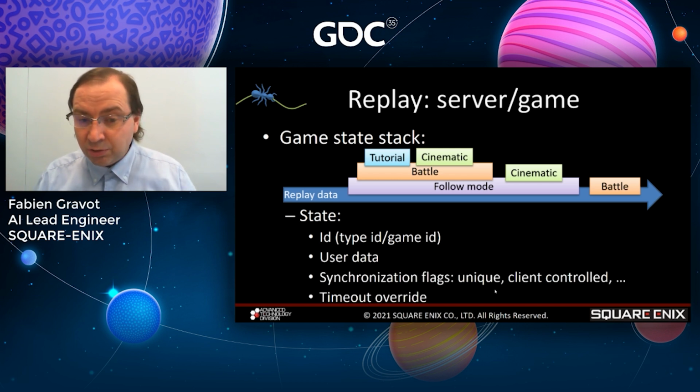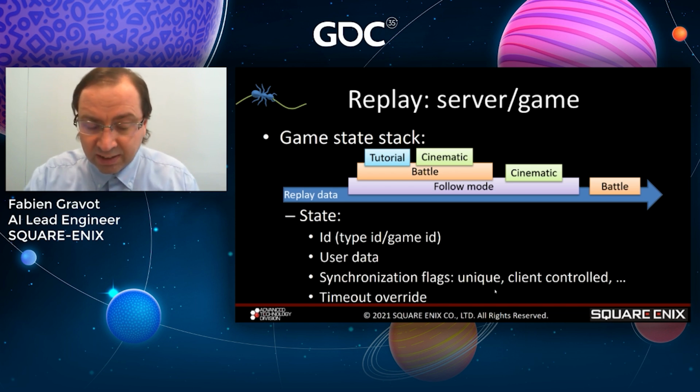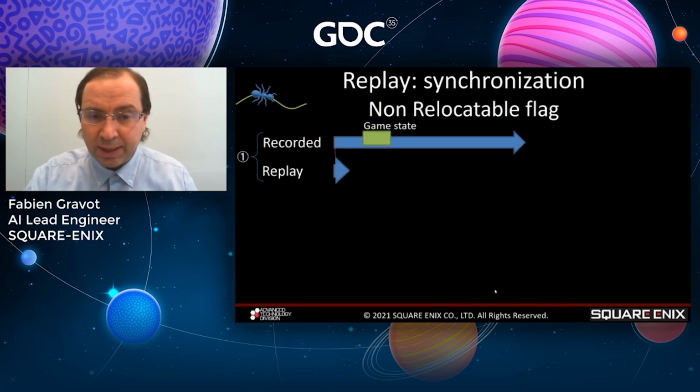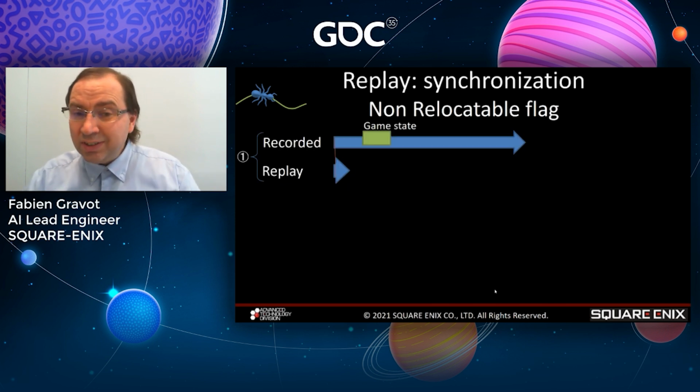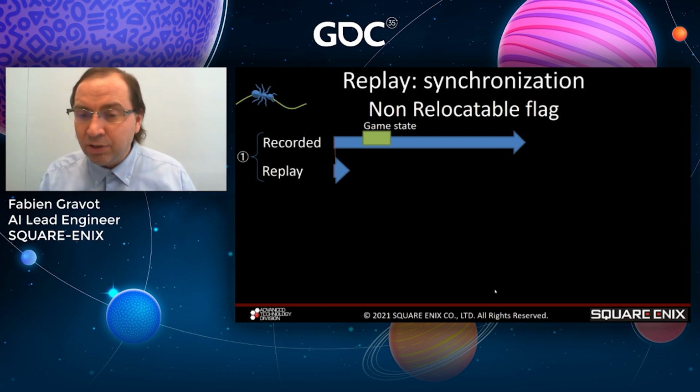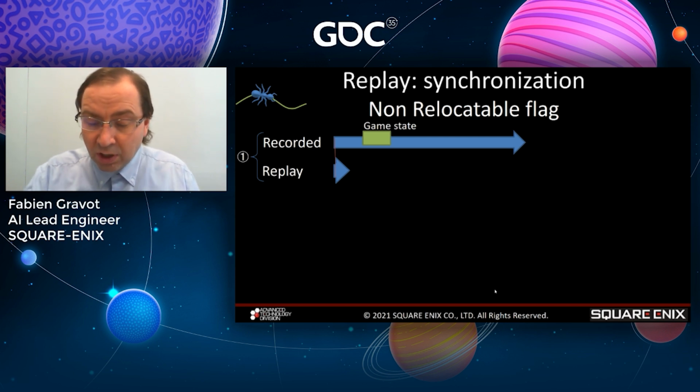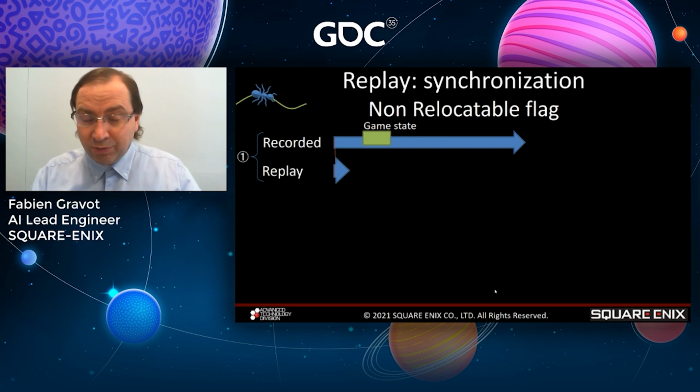And we can also store synchronization flags and timeout overrides that we'll talk about from now on. That is used to synchronize the replay. We will not explain all the synchronization flags during this presentation, but let's take a look at a few of them. So let's suppose that you have a game state and you want to go to it.